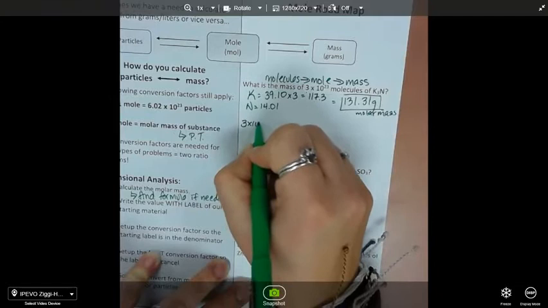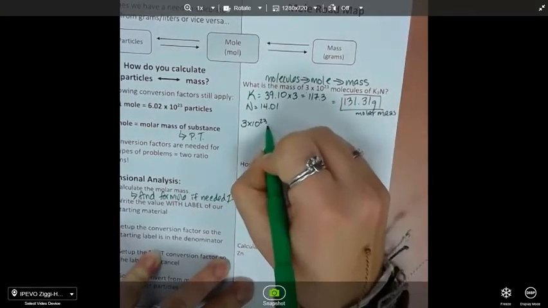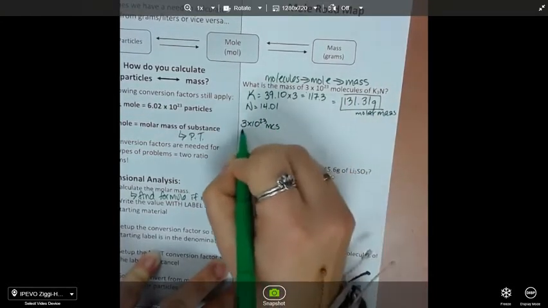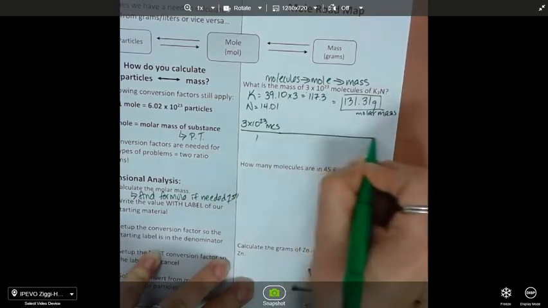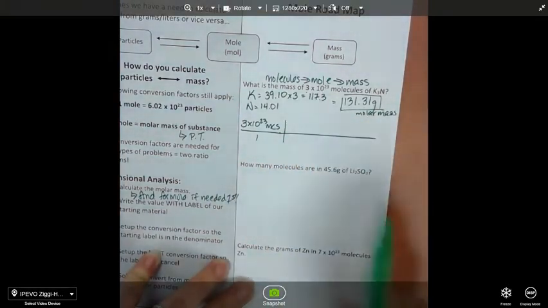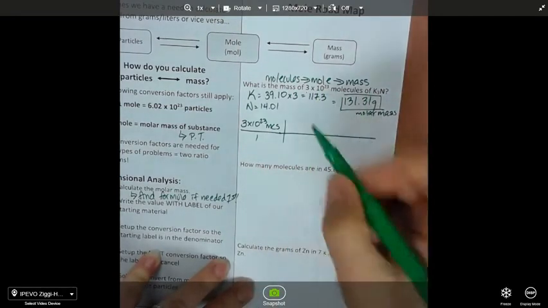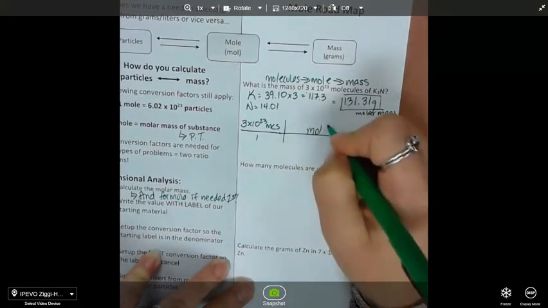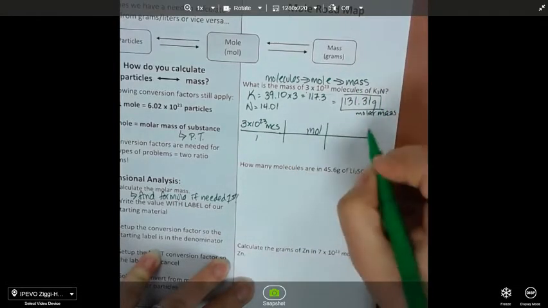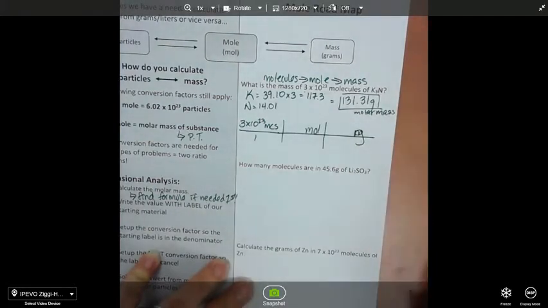3 times 10 to the 23rd, and molecules I'm going to abbreviate as MCS, and I'm going to place it over 1. Before we do any numbers, molecules is my starting point. Next in my map is mole, so I'm going to put mole here. And then next in my map, what needs to match on the top is mass, but remember the unit we're going to use for mass is grams. I almost wrote mass. That's okay.